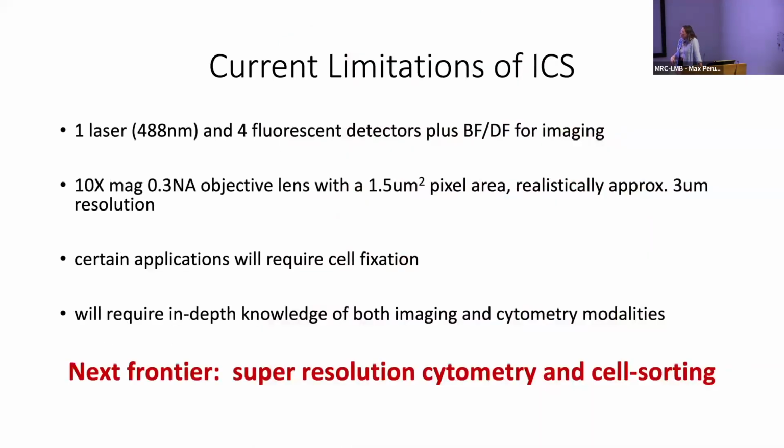Some of the current limitations of image-enabled cell sorting right now: as I mentioned, there's only one laser and 4 fluorescent detectors, plus a bright field, dark field for imaging. So here in this case, they say 4 fluorescent detectors. In reality, it's really only one. So it's really good to always, when a company develops something and you want to sell it, do your homework, because I think in reality, it's maybe only 1, maybe 2 fluorescent detectors that we can use on the imaging modality.